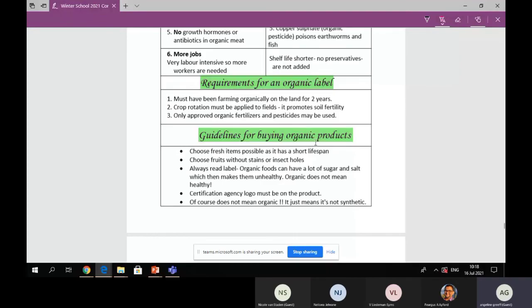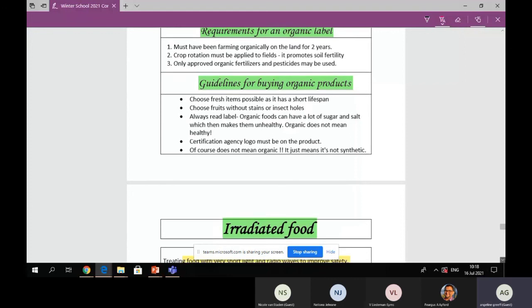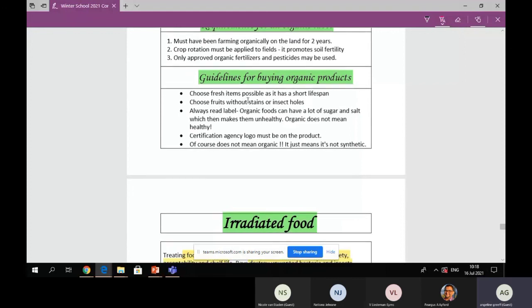And then the guidelines for buying organic products here. This is obviously now for the consumer. Okay. There you can see choose fresh items where possible. Fresh items, as they have a short lifespan.